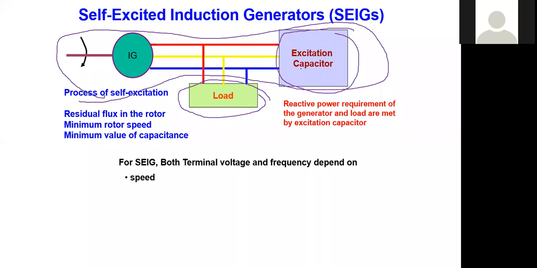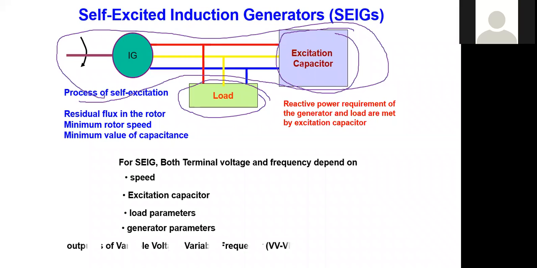For SEIG or capacitor-excited induction generators, both the terminal voltage and the frequency depend upon speed, excitation parameters, load parameters, and generator parameters. The output is a variable voltage and a variable frequency. This is a very, very important concept with respect to the variable speed wind turbine application. When the speed is variable and you make it a generator, the output is a variable voltage and a variable frequency.